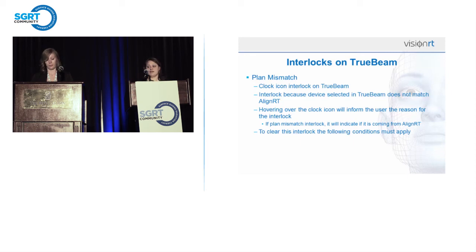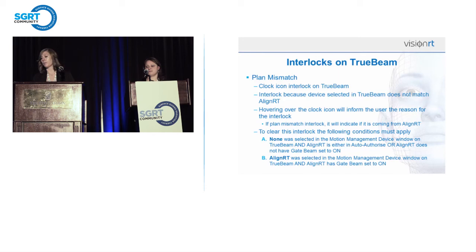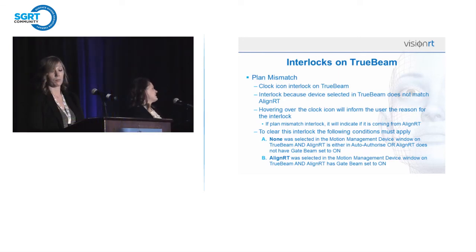We must either have none selected in the motion management device window on TrueBeam, and then AlignRT would have to be auto-authorized, or AlignRT can be used, but the gate beam cannot be turned on. Or AlignRT is selected in the motion management device window, and on AlignRT, the gate beam is set to on.